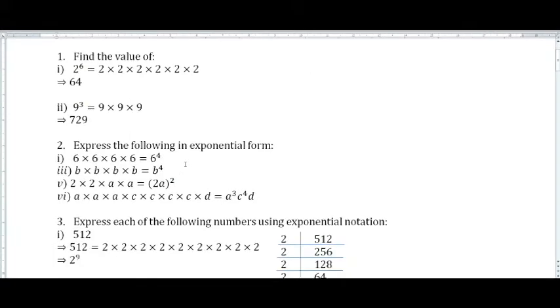Okay, in the next question you are asked to express these numbers, which are occurring many times, into their exponential form. That is, how many 6 are there here? 6 into 6 into 6 into 6. How many times? 4 times. That means 6 to the power 4. Like that, in the same way, b occurring 4 times is called b to the power 4.